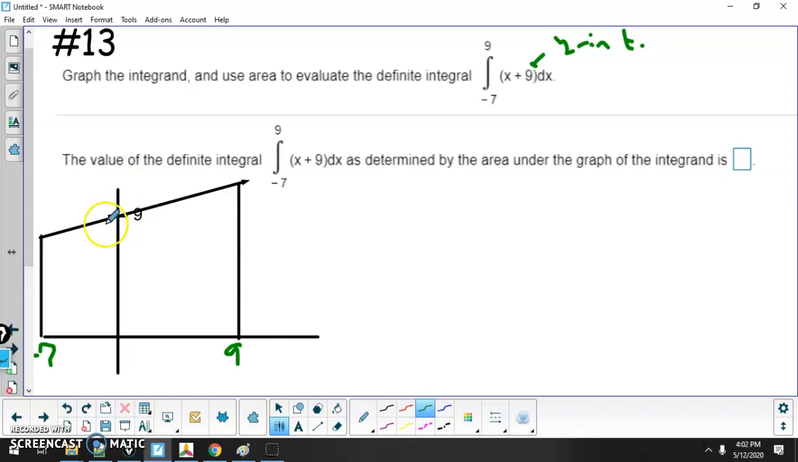So here is my 9. Your slope is up 1 over 1. And I'm concerned with the region from -7 to 9 on the x-axis here. Okay. So think about what shape this is. Oh, this is a trapezoid.